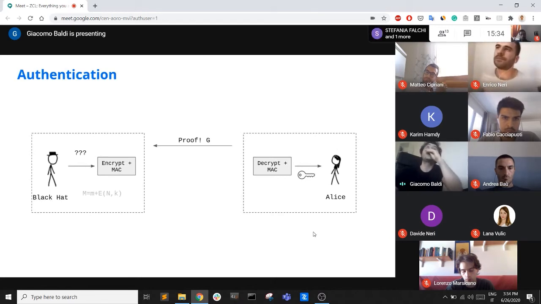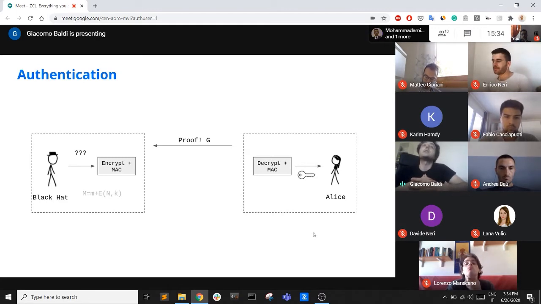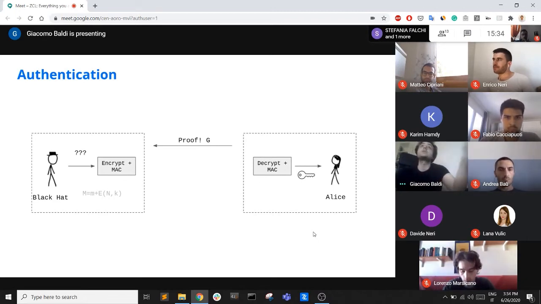Because if you put the poor Black Hat in the place of Bob, you see that he cannot generate anything. When Alice asks for a proof of authenticity with number G, the poor Black Hat cannot calculate a function depending on G and on the private key, because he only saw messages with the number N passing on the internet. So he cannot do anything. Authentication is different from authenticity.